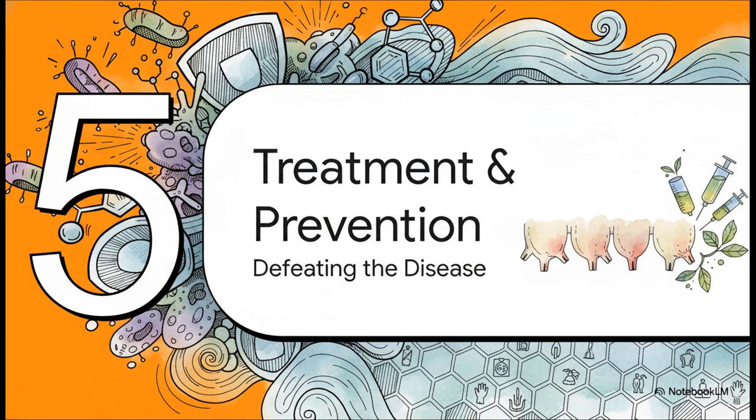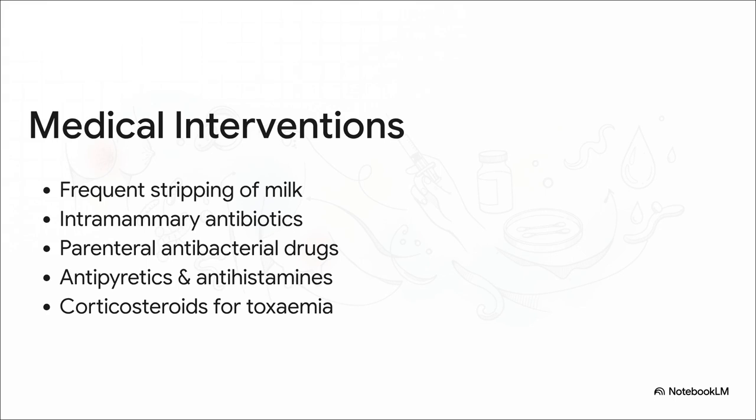Finally, part 5, treatment and prevention, defeating the disease. The medical response to a mastitis outbreak has to be fast. First, the infected quarter is frequently stripped of milk to physically remove toxins. Next, veterinarians deploy a dual attack: local intramammary antibiotics and systemic injections, alongside medications to bring down those massive fevers we talked about. But here's the catch. If diagnostics show the infection is actually fungal, all those antibiotics are completely useless. The vet has to pivot entirely to antifungal drugs, like nystatin, to avoid making the whole situation much worse.